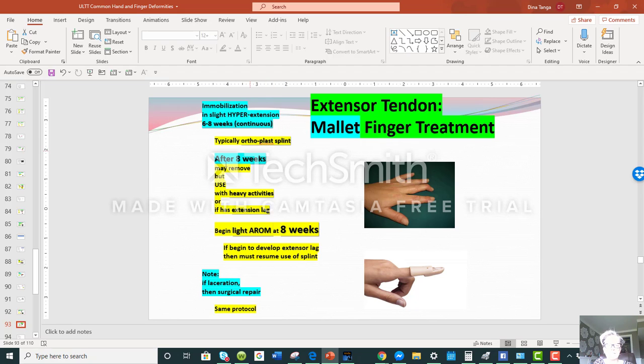Orthoplast splint, after 8 weeks, remove and use with heavy activities, or if it has an extension lag. Begin light active range of motion at 8 weeks. If you begin to develop an extensor lag, then must resume use of the splint. Note if laceration and surgical repair.